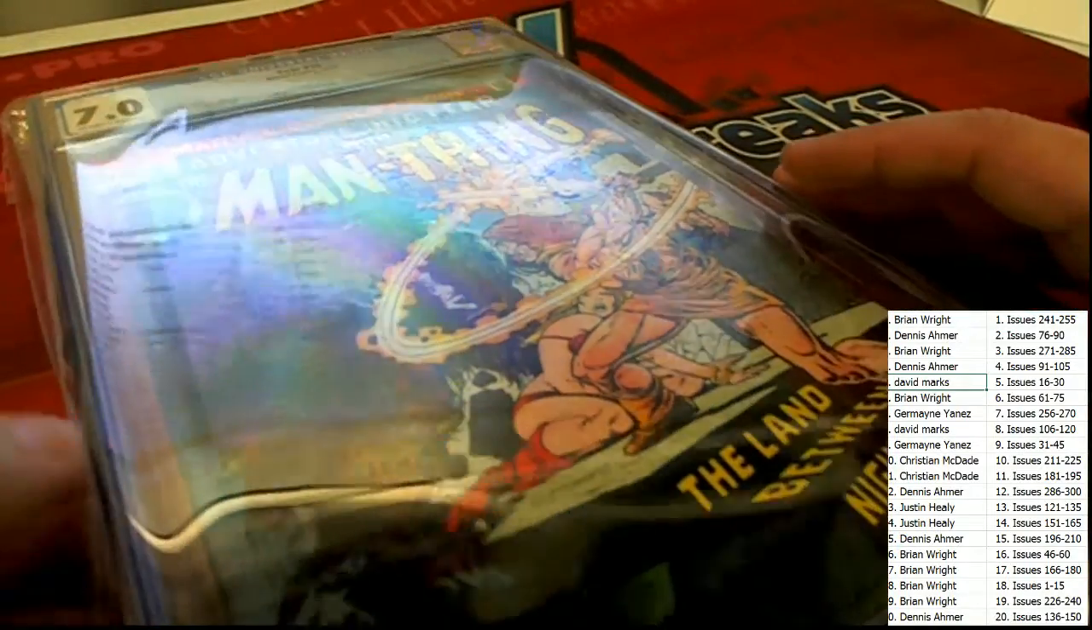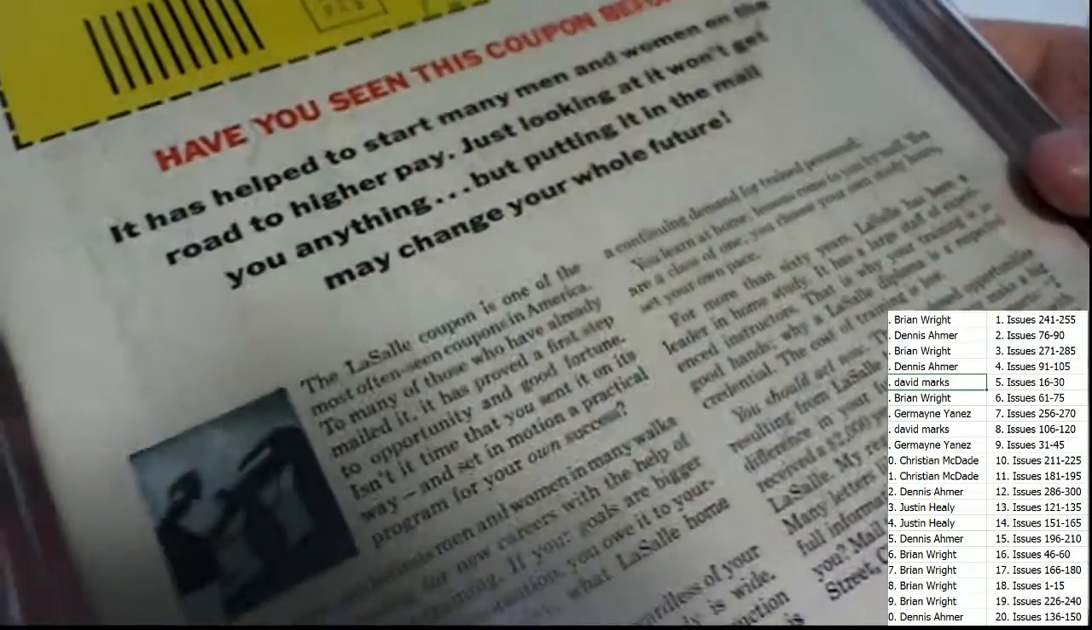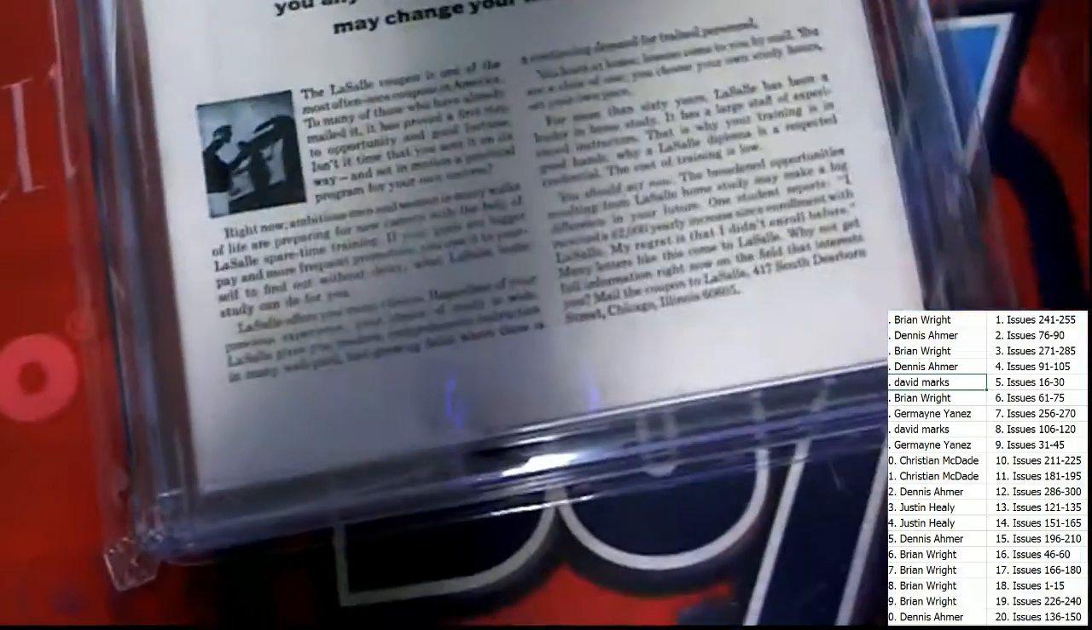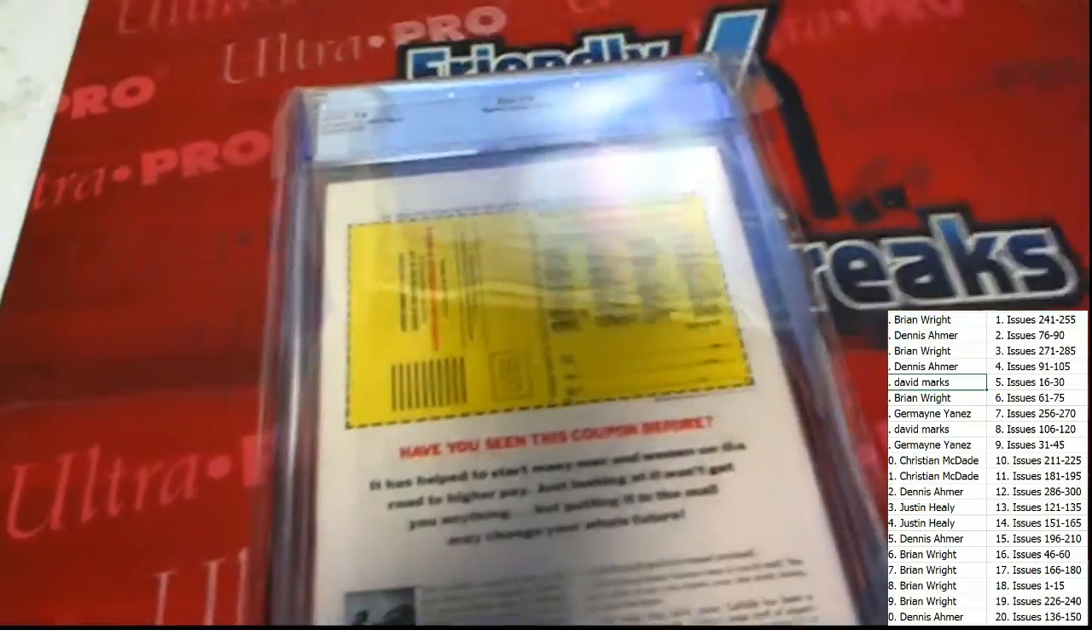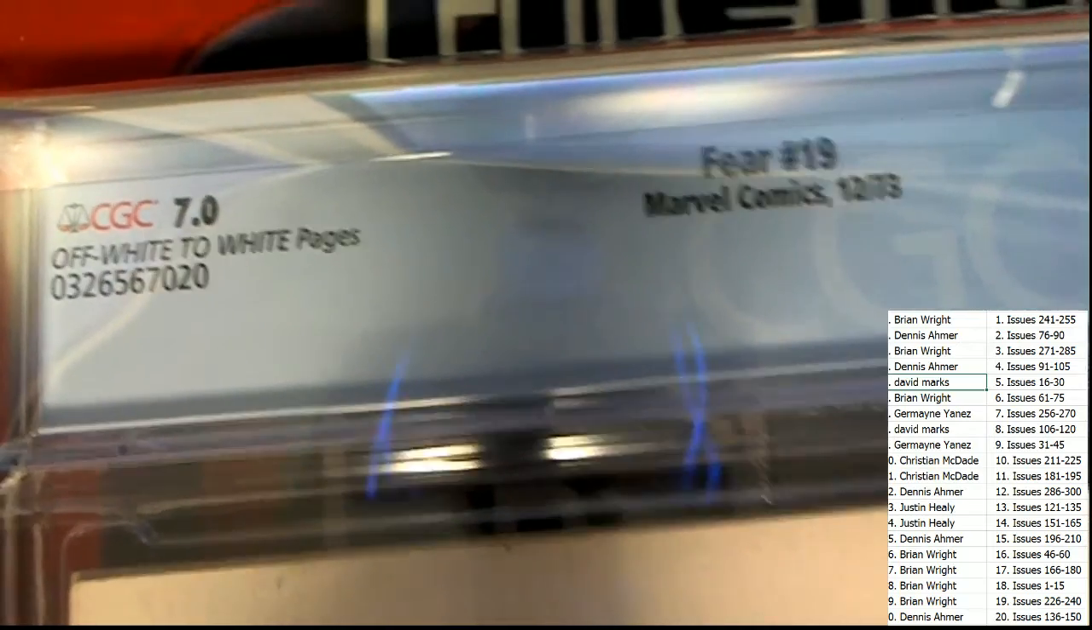It is a first appearance of Howard the Duck. You may know Howard the Duck. I know Howard the Duck from the movies. Never knew he was in the comics. And you can see some of that nostalgia right here on the back of the comic book from the 70s. Grade of 7.0 is not a bad grade at all for this old of a comic.